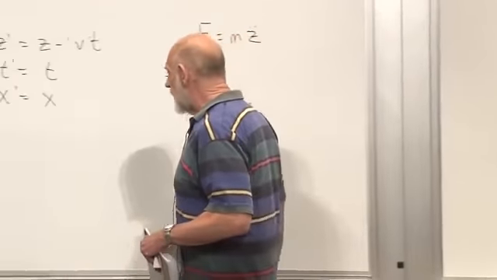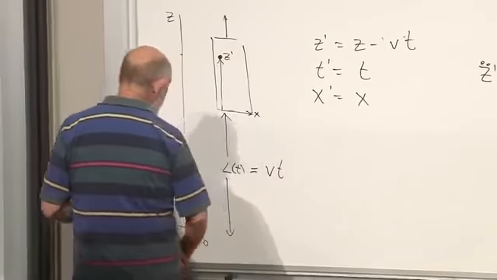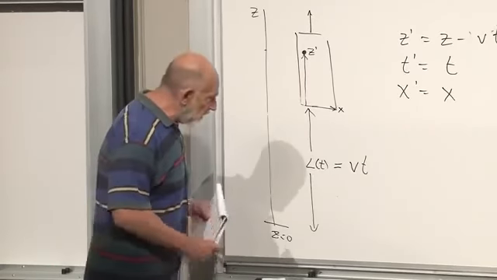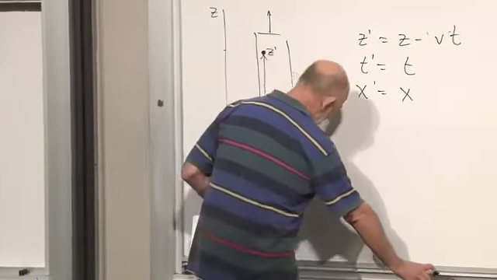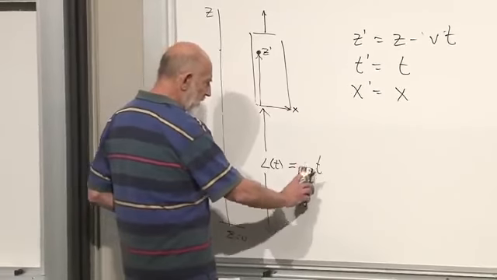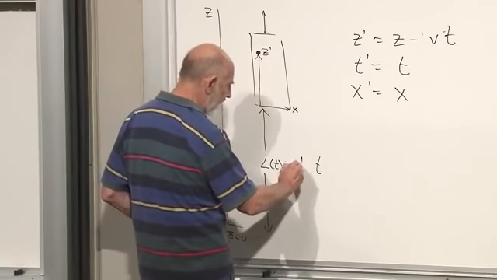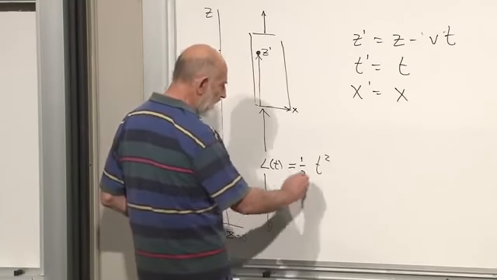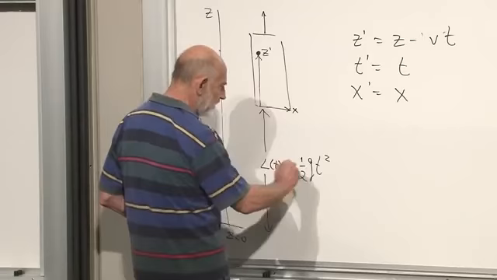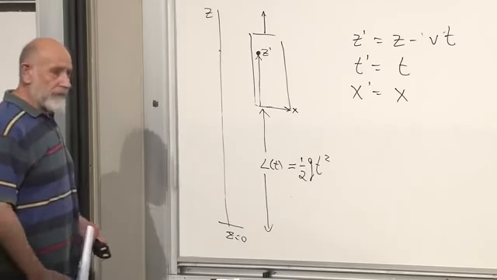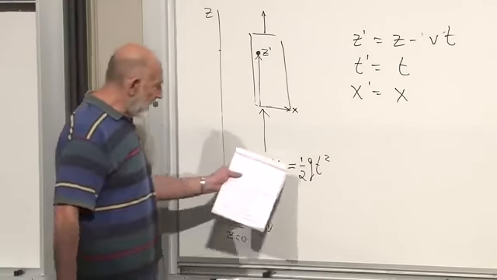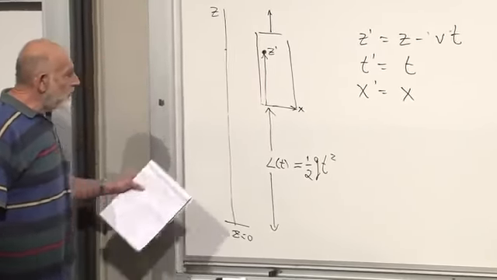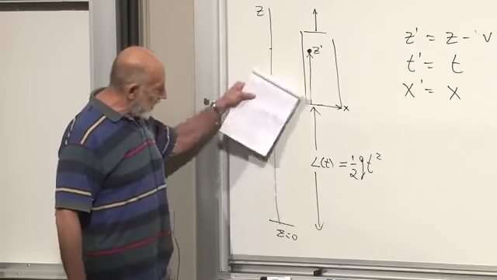Now let's go to an accelerated reference frame. In an accelerated reference frame, L of t will be increasing in an accelerated way. An accelerated way would be to put here 1/2 the acceleration times t squared, and let's call the acceleration g, little g, for obvious reasons. If you don't know what the obvious reason is, you'll find out in a minute. All right, now this is a uniform acceleration.